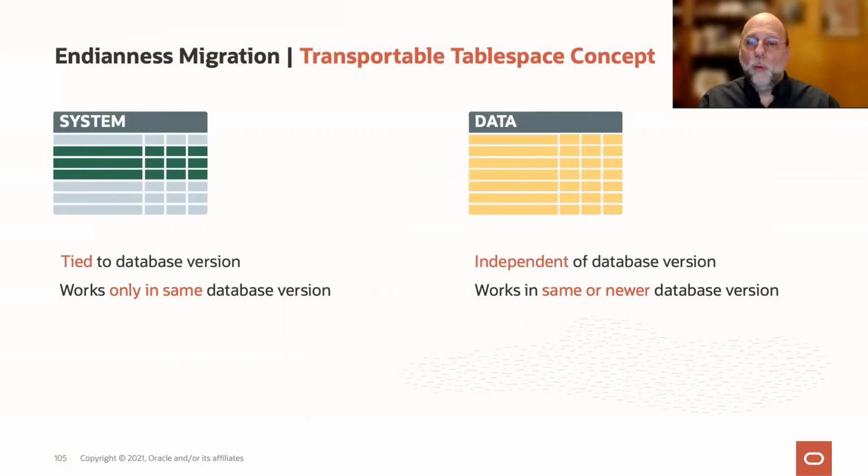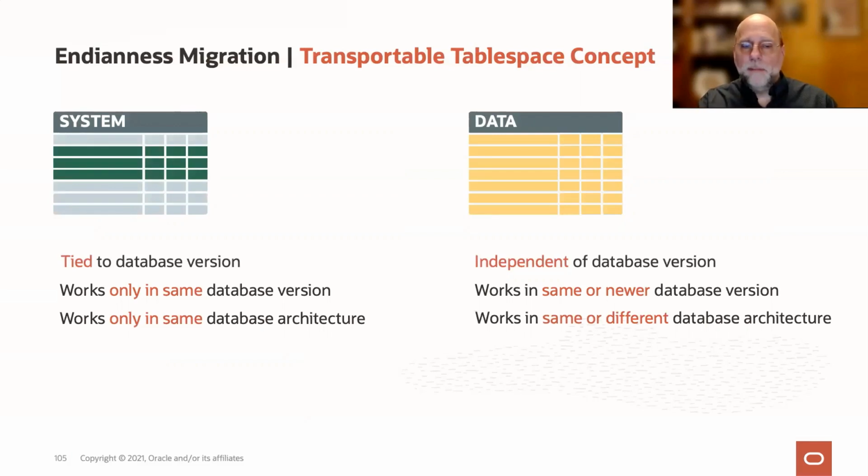Your data will work in the same or newer database version. You could actually have a tablespace data file that's been read-only since 9.2.0.8 and still read that data in a 19c database. So that upward compatibility is there for all your data.